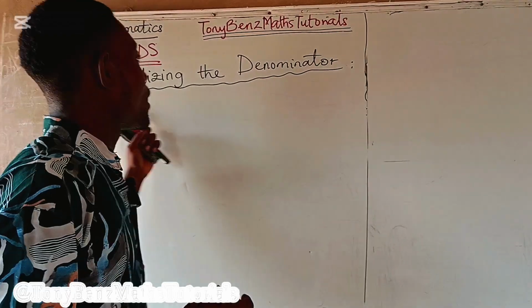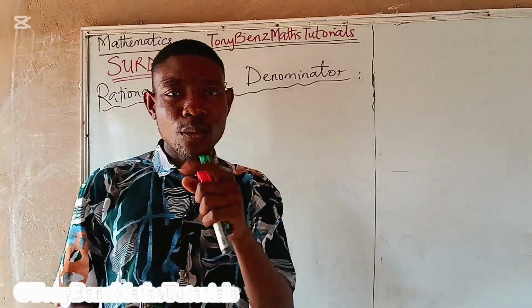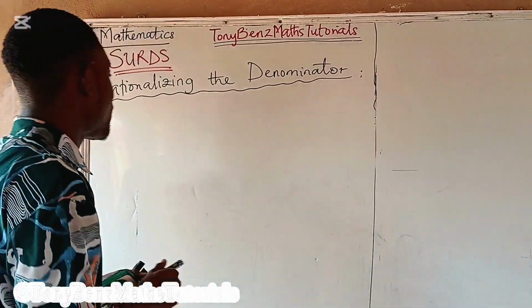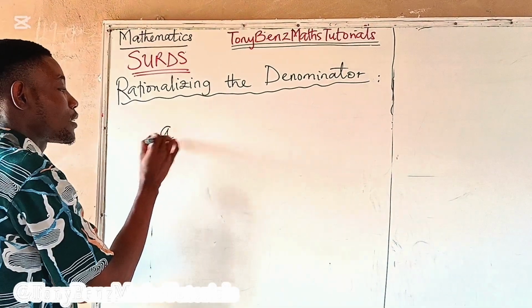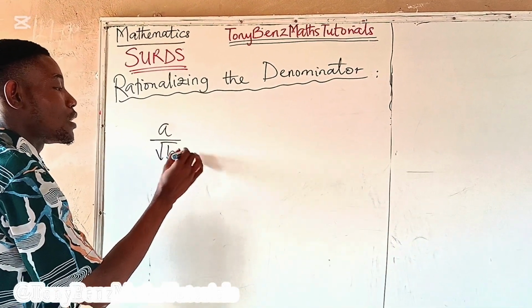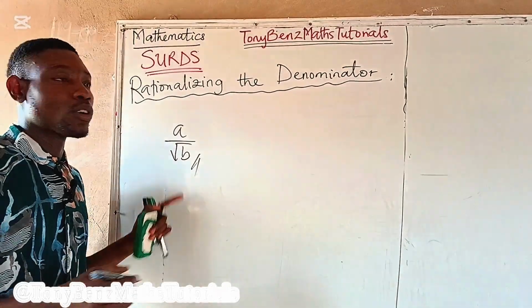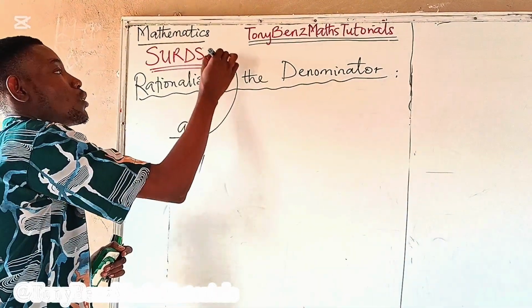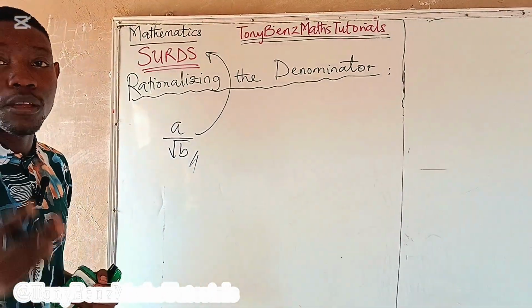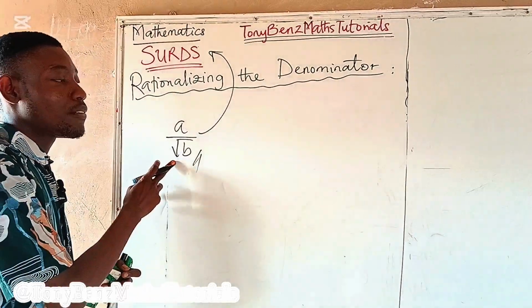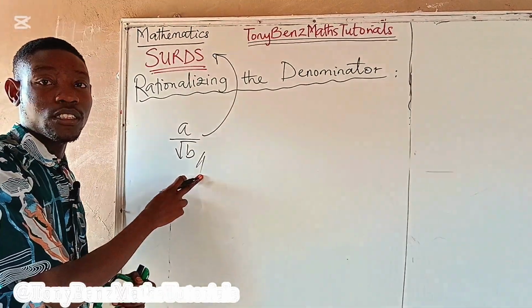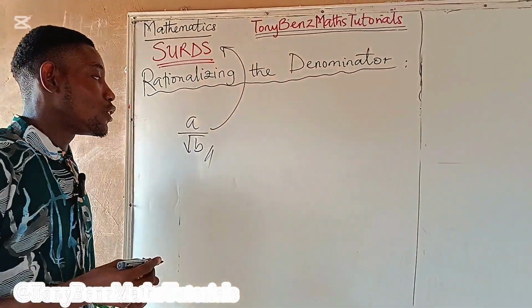Okay, we are looking at rationalizing the denominator. Have you ever wondered why we don't leave our answer like this in mathematics, a over square root of b? We can never leave our answer like this because of the rule of Surd. So anytime you are solving a mathematical problem and you arrive at this, you don't leave your answer like this. You have to rationalize the denominator.